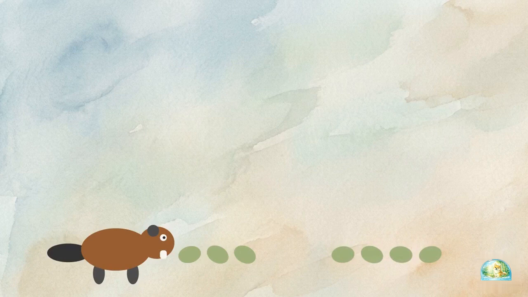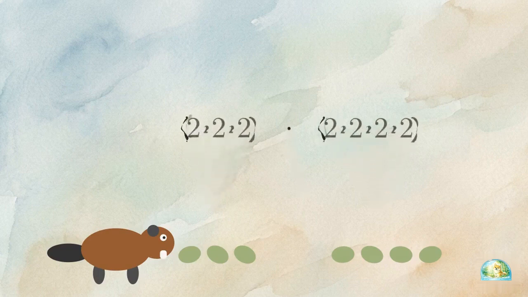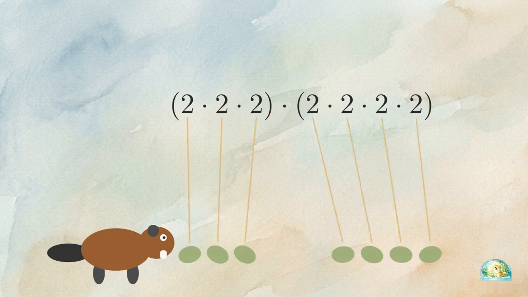Here, a beaver is combining a group of pebbles representing 2 to the 3rd power with a second group representing 2 to the 4th power. Expanding this out shows the physical reality of the math. We have 3 factors of 2 from the first group multiplied by 4 factors of 2 from the second group.